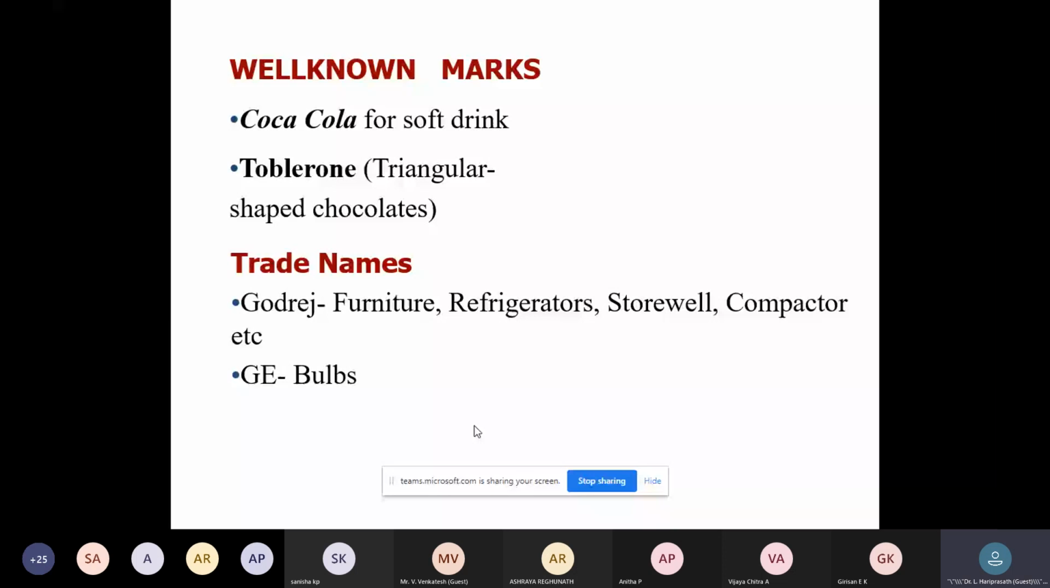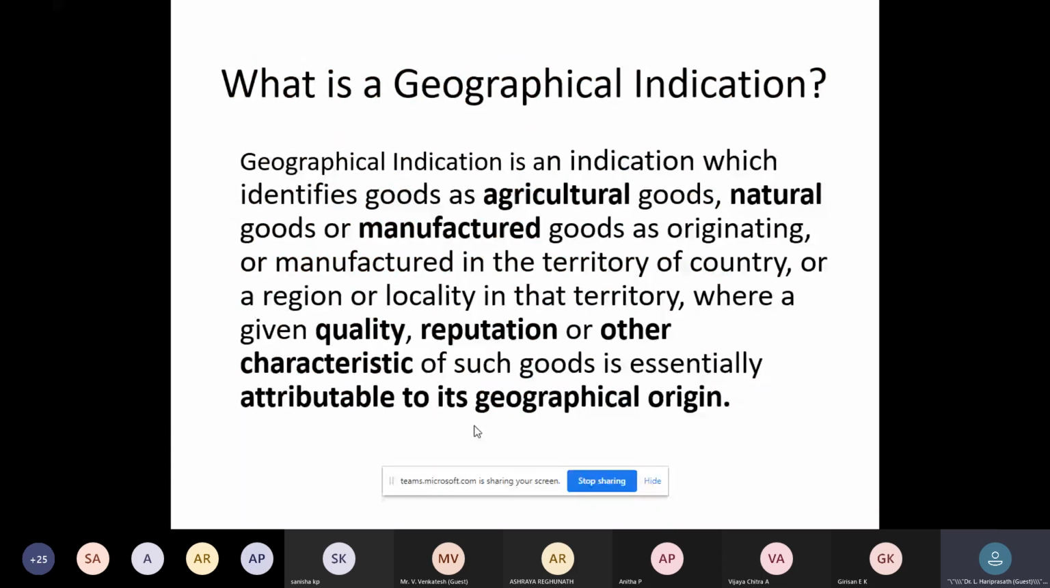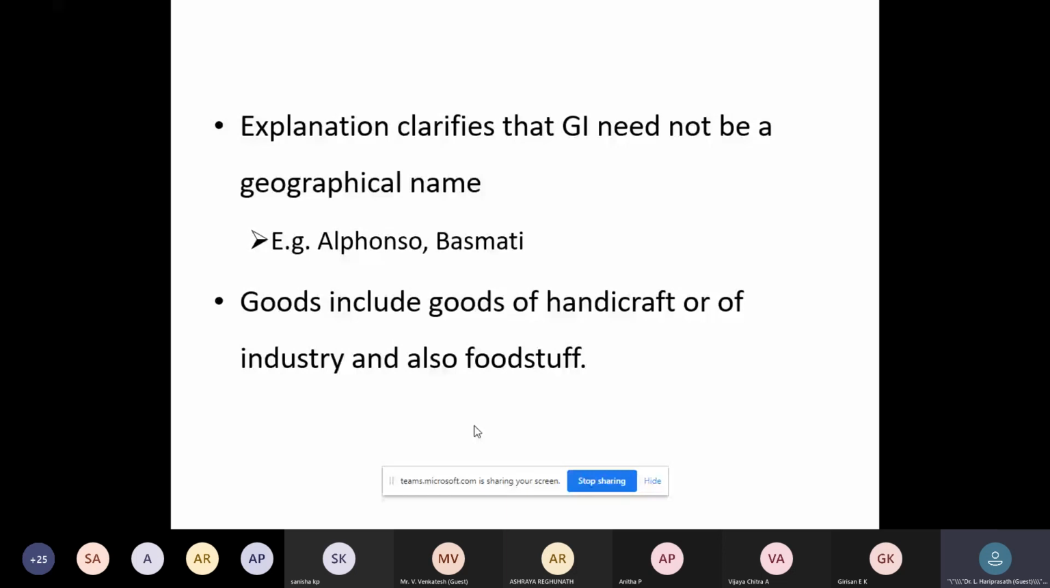Now, what is a geographical indication? We shortly call it GI. It is an indication that identifies goods as agricultural goods, natural goods, or manufactured goods as originating in a territory, in a restricted region. That we call a geographical indicator. A few examples are Alphonso and Basmati rice. Basmati rice is grown only in a specific area, not in the entire region of our country.